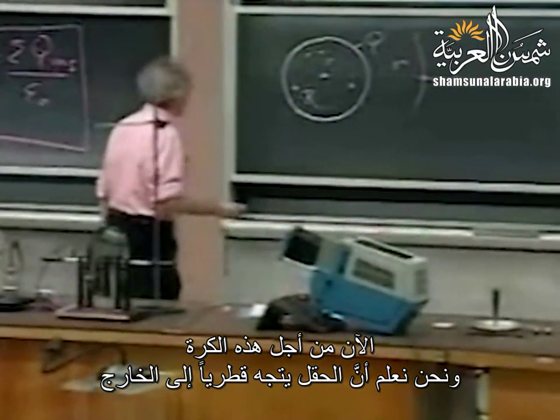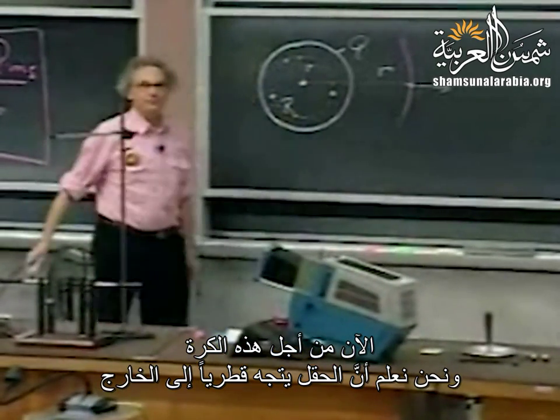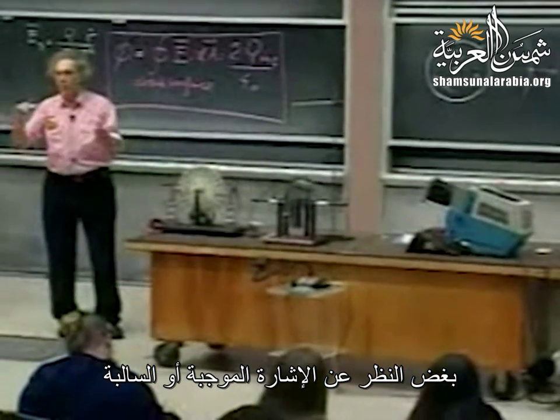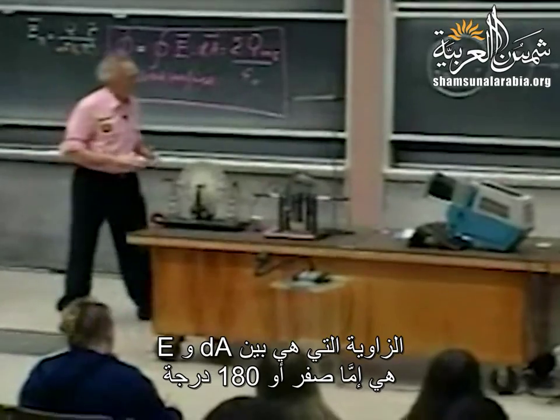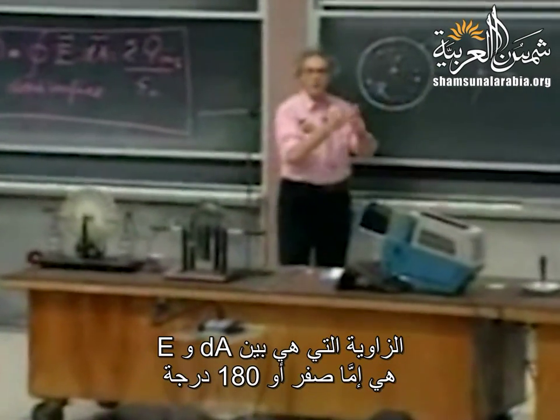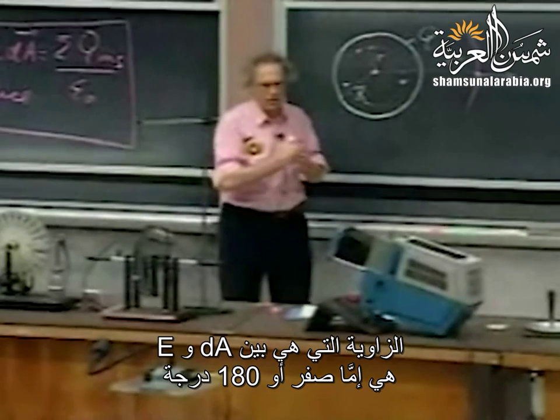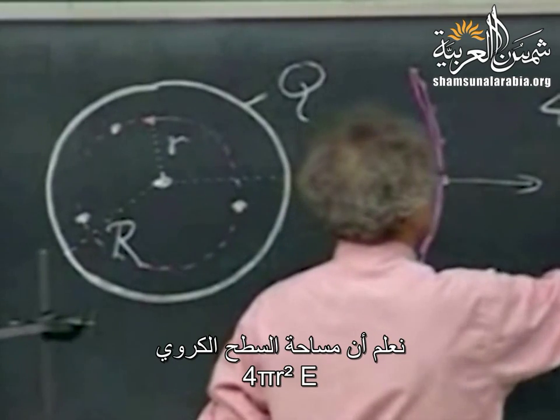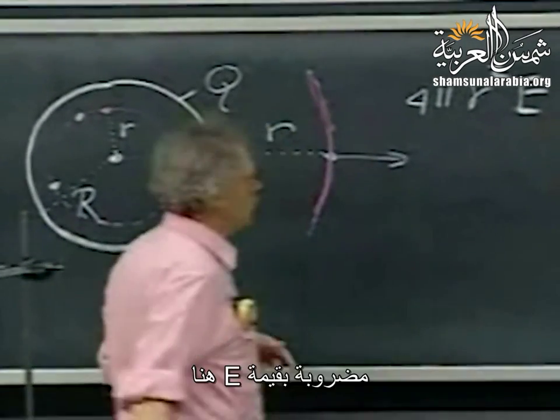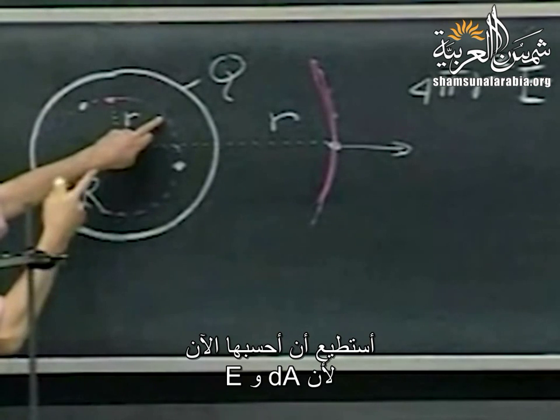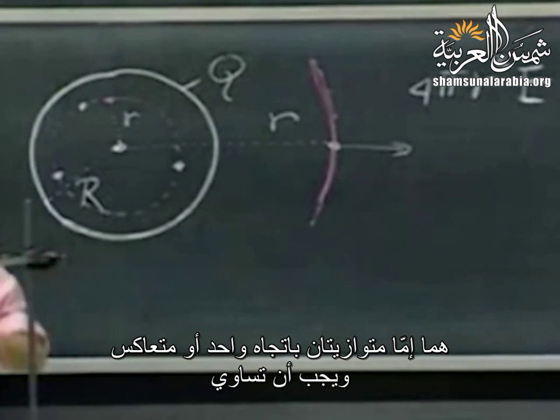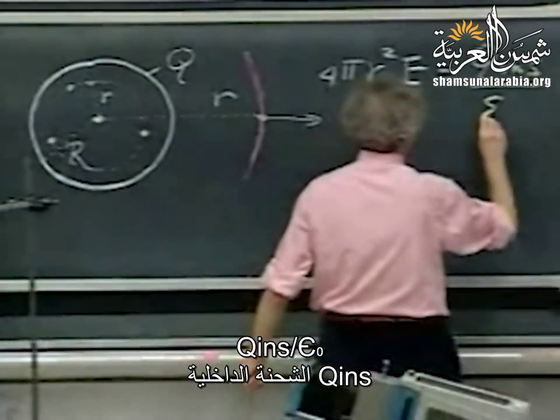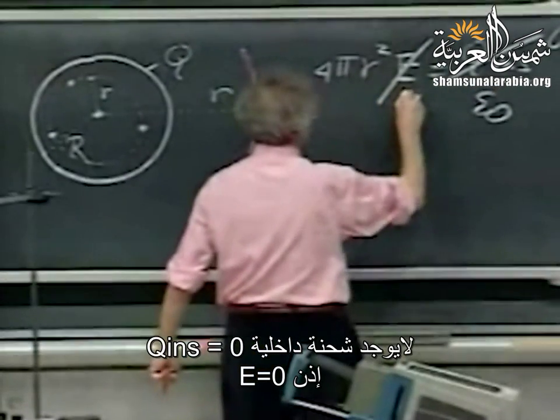So now, if we go to this sphere, and we know that E is radially outwards, apart from a plus or a minus sign, apart from the fact that the angle between dA and E could either be 0 degrees or 180 degrees, we know now that the surface area of that sphere, which is 4 pi r squared, times the magnitude of the E vector right here, I can do that now because the A and E are either parallel or anti-parallel, must be equal to Q inside divided by epsilon 0. There is no Q inside, so E must be 0.